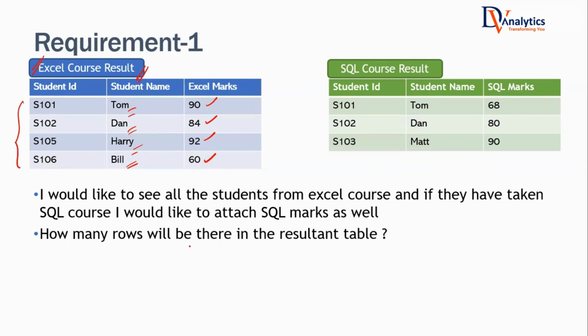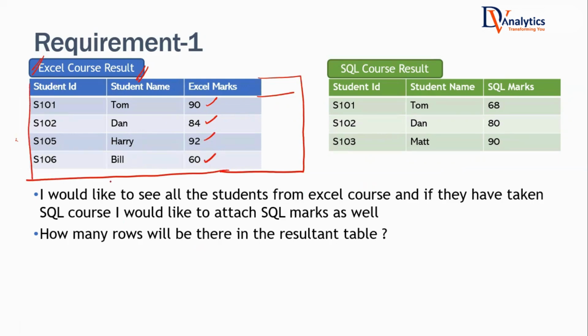So how many rows will be there in the resultant data? I would like to see all the students who took the Excel course. That means Tom, Dan, Harry, and Bill will be there. If they have taken the SQL course, I want to attach those marks. So the table will have how many rows? Tell me. The resultant table will have only 4 rows because I want to take everybody from the Excel course. And what is the extra column that you will have? SQL marks will be there.